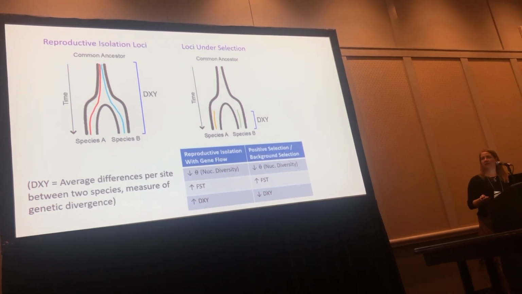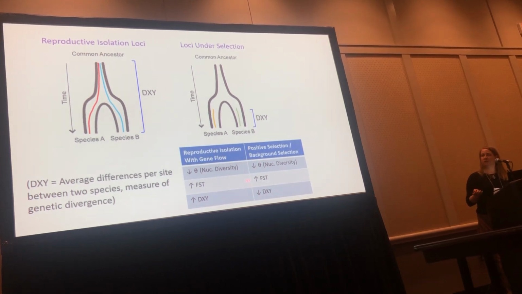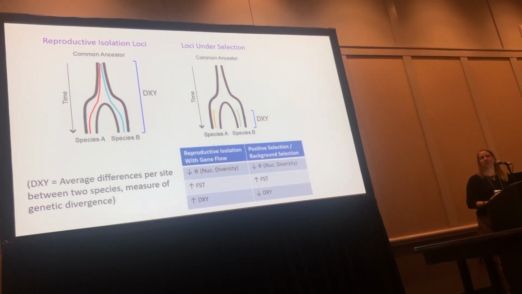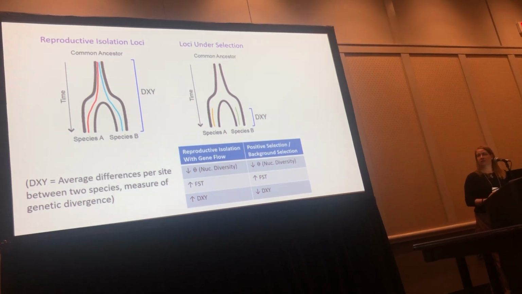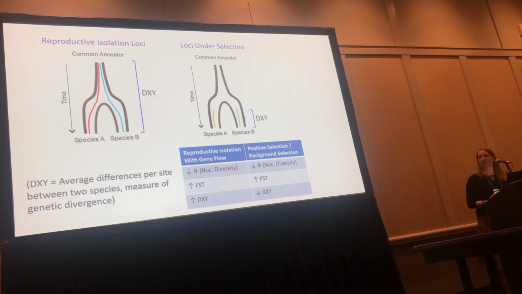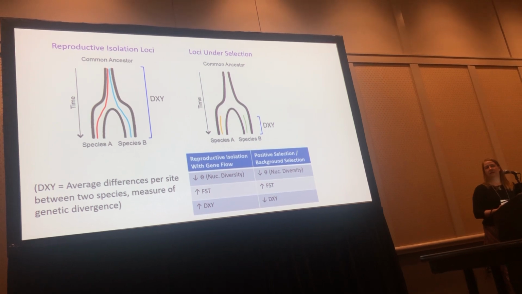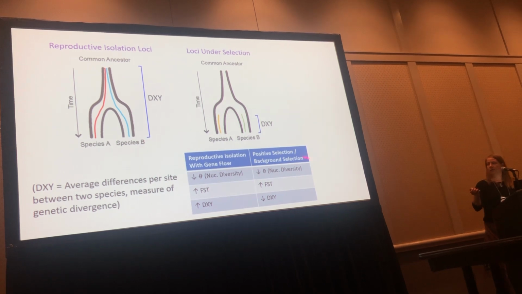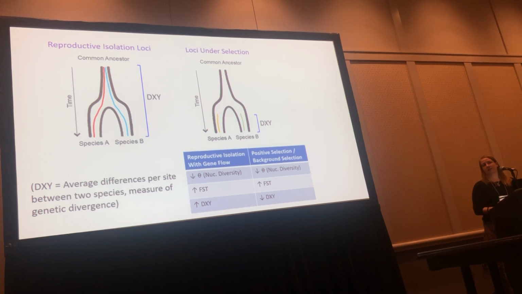So we can combine all this together, leading to some expectations of what we would see. Under a scenario of reproductive isolation with gene flow, we would expect to see lower nucleotide diversity and elevated FST, combined with high DXY. Under alternative scenarios of positive selection or background selection, we would see the same patterns with nucleotide diversity and FST, but instead a decrease in DXY. And I would also want to point out that in this category, we could still find loci that lead to reproductive isolation, but that evolved instead in response to selection in allopatry.